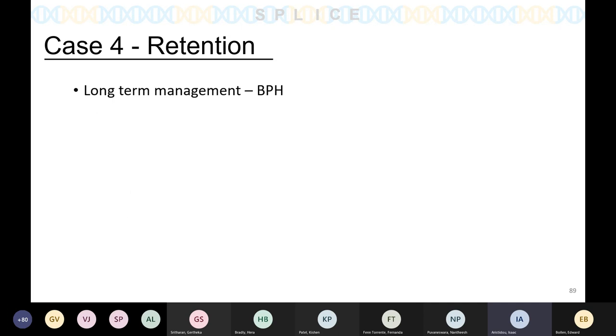So long-term management of BPH. Any ideas what you might offer this patient? Tamsulosin, finasteride, if not helping TURP. Yeah, nice. First line is tamsulosin, correct, because that helps with the sort of immediate problem, whereas things like finasteride take a long time to work.